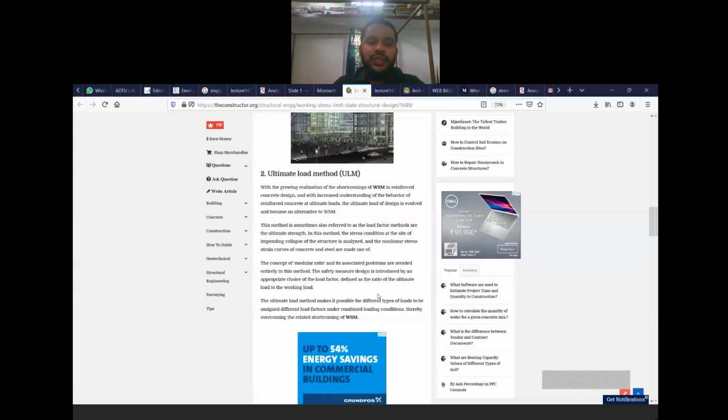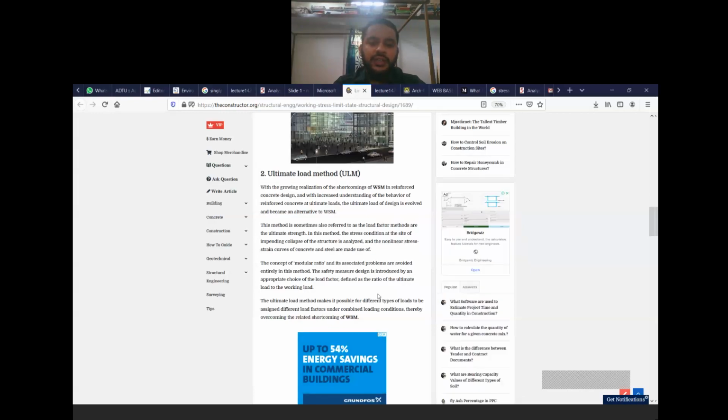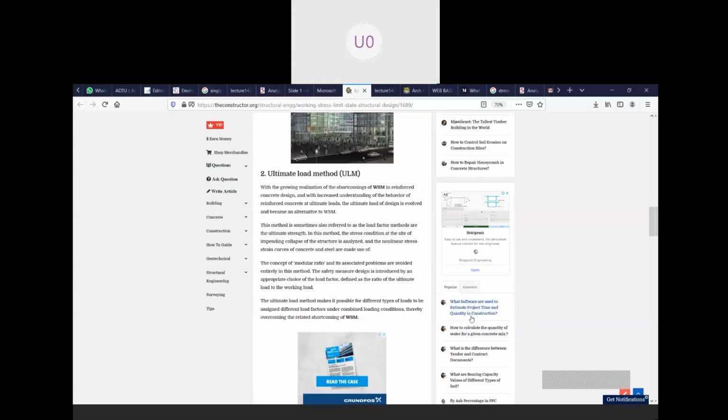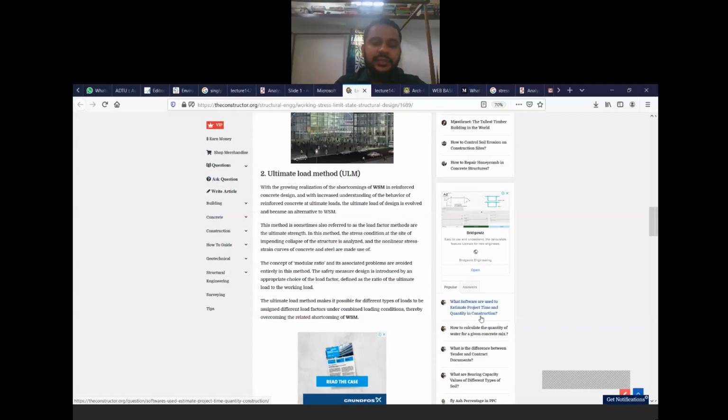The working load is this: whenever you construct something, you will not put that maximum amount of load. Yes or no? Whenever you construct a building, you will not put the maximum amount of load. Working load means the actual amount of load which is acting on that particular member. That is your working load. And ultimate load means the maximum load that member can carry. That is your ultimate load.